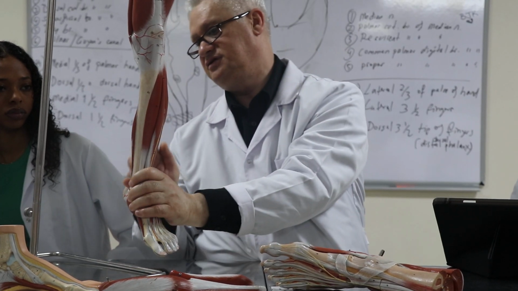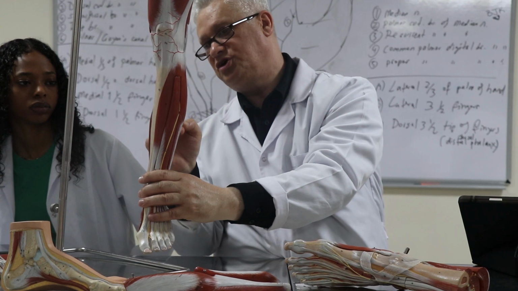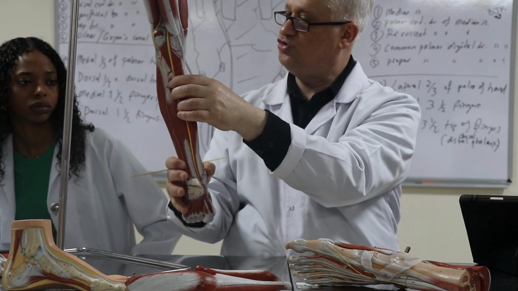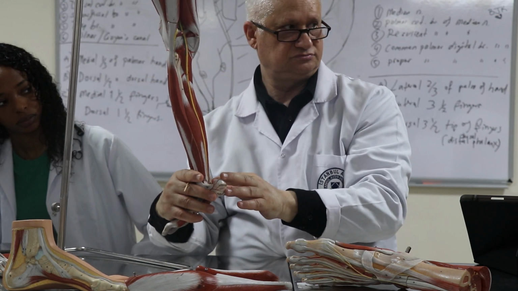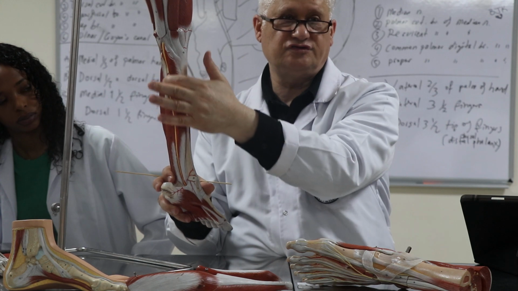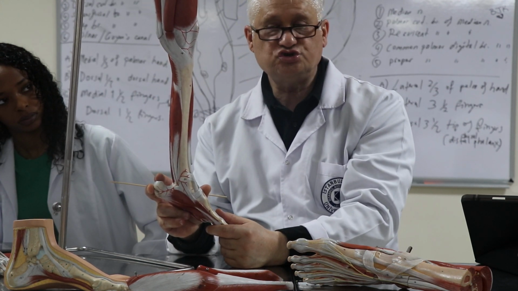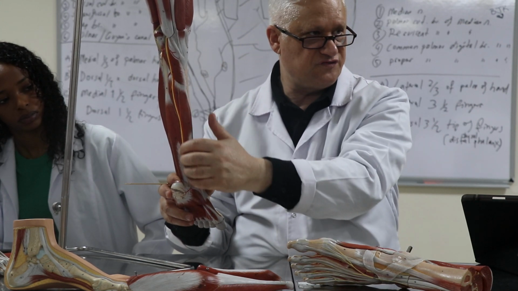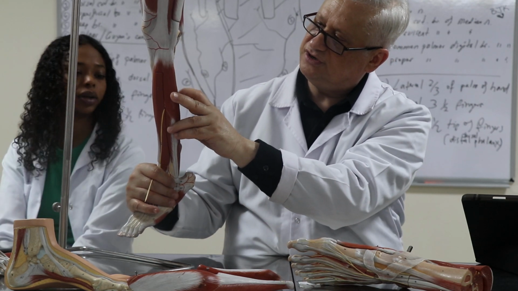So all these are located in the deep compartment of the posterior area. So you see these tibialis posterior, flexor digitorum longus. This is flexor hallucis longus, and this yellow structure, what is this? Right, that's the tibial nerve. Along with it, we have the red structure, the posterior tibial artery. So don't get confused. It's the posterior tibial artery.